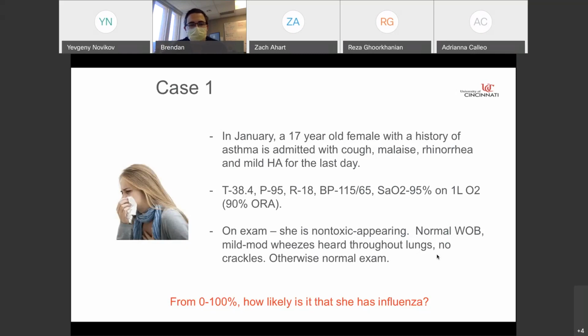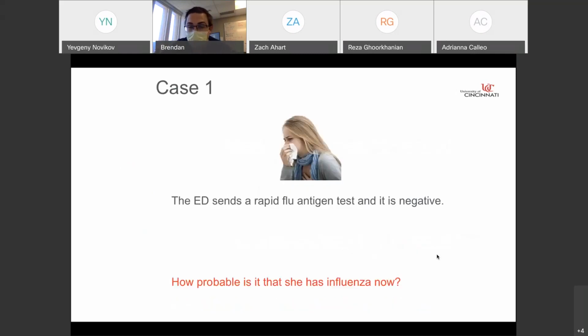Okay, so you're in the ED. They send a rapid flu antigen test, and it's negative. Now, how likely is it that you think she has influenza? Well, it's kind of a tough question to ask, right? A lot of you probably were thinking she's got a decent chance of having flu. Numbers may have ranged anywhere from 20 to 80%, depending on how much you were worried about other viral illnesses. But most of you were probably thinking she's got a very flu-like sounding illness.